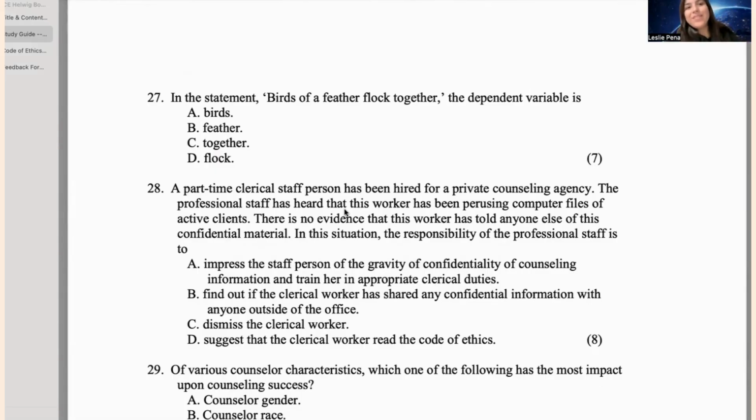Next one, 27. In the statement, birds of a feather flock together, the dependent variable is what? I was singing in my head, Birds of a Feather from Billie Eilish, but it's all right.